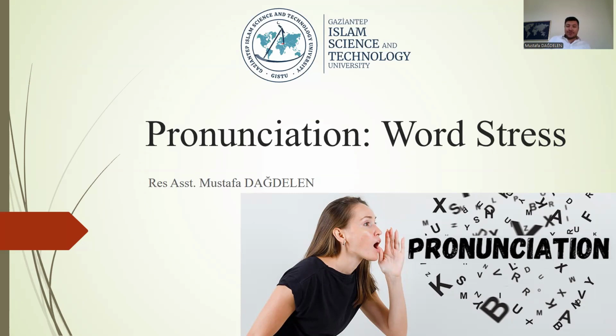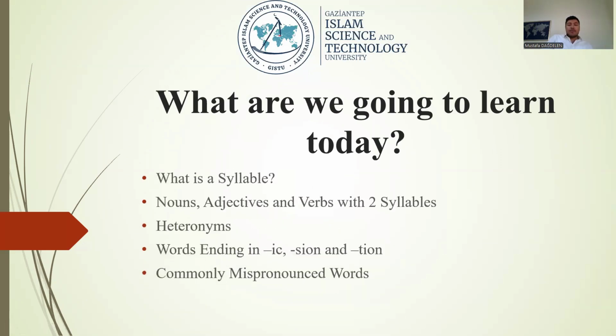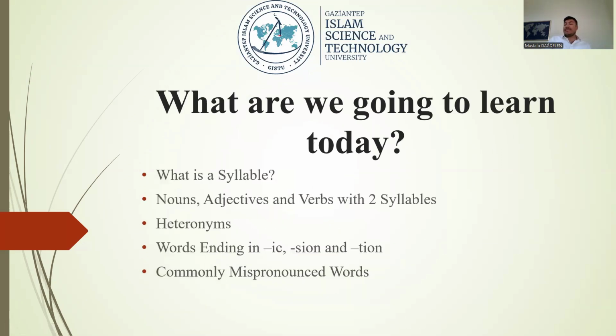Today I'm going to teach you about word stress. Let's see what our topics are today. We're going to talk about what a syllable is, nouns, adjectives, and verbs with 2 syllables, heteronyms, words ending in -ic, -tion, and -sion sounds, and commonly mispronounced words in English.